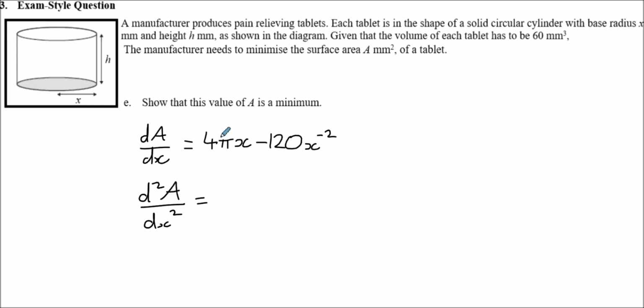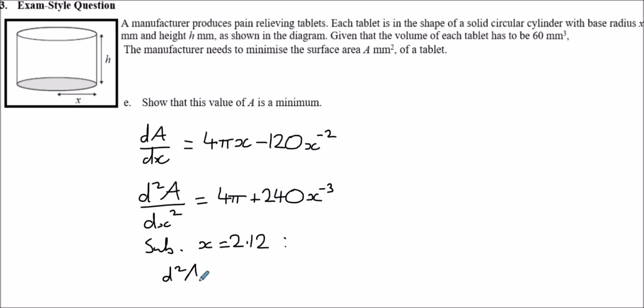4 pi x just differentiates to 4 pi. Minus 120, the minus 2 gets brought to the front, so minus 120 multiplied by minus 2 gives us plus 240. Minus multiplied by a minus gives us a positive. And the power of x gets reduced by a further one. The minus 2 becomes a minus 3. So now we can substitute in the value x equals 2.12 roughly, and see what d squared a by dx squared is for that value of x.